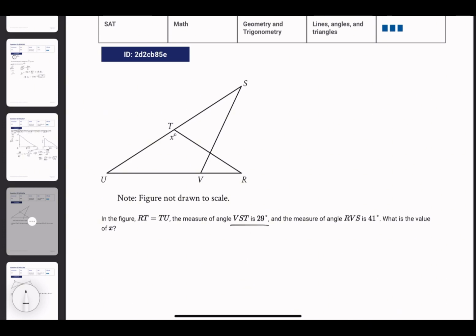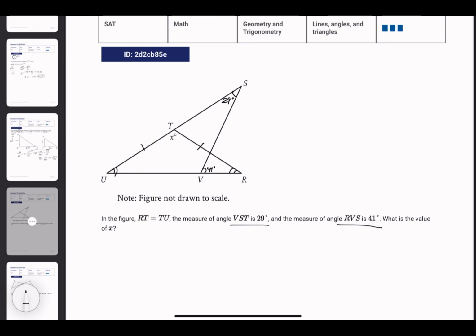Angle VST, so that's going to be this angle over here, and it's going to be 29 degrees. And then RVS, our angle right here, is going to be 41 degrees. So we know that since line RT and TU are equal, these angles are also going to be equal. So whatever this angle is, it's also this angle.